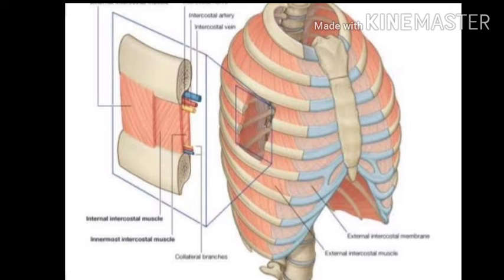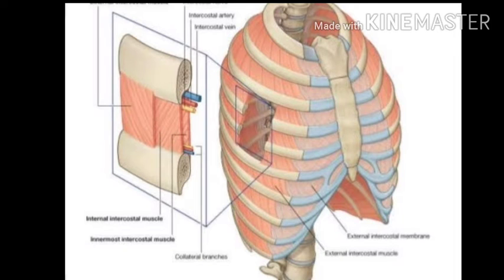First, we will talk about the external intercostal muscle. The external intercostal muscle runs obliquely, anteriorly and inferiorly, as you can see in the diagram. That is, it is aligned towards the sternum. The opposite is true for the internal intercostal muscle. The internal intercostal muscles align in the opposite direction.